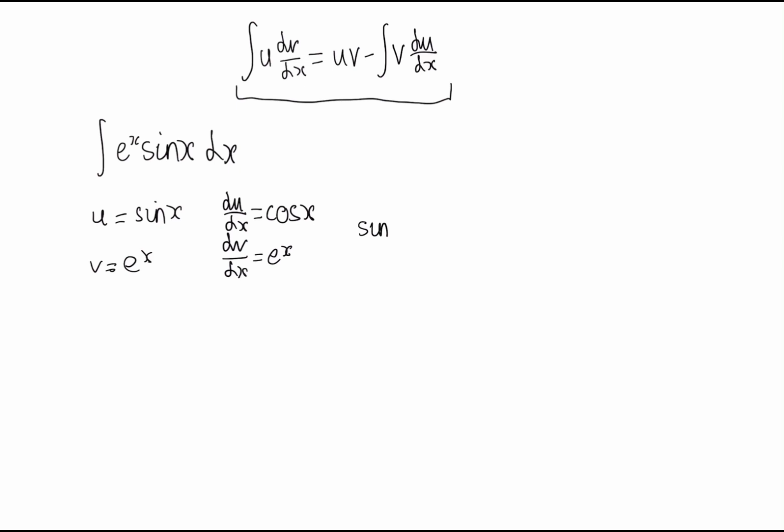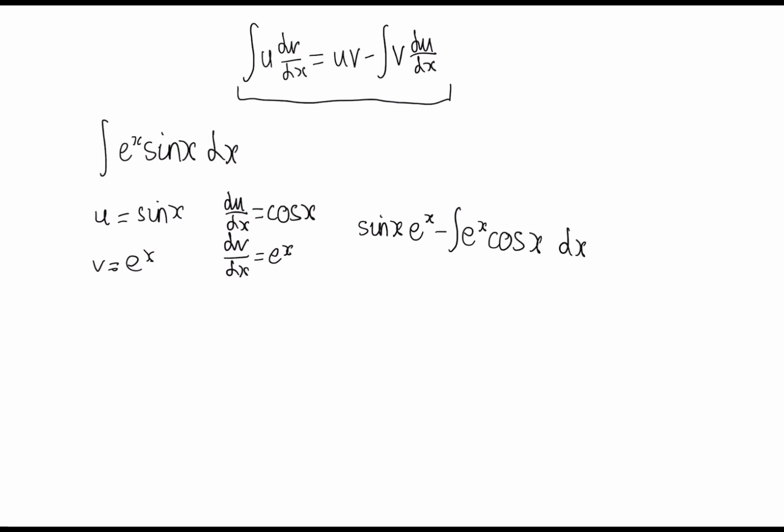Now we can put this into our integration by parts formula. So we get sin x e to the x minus the integral of v, which is e to the x, multiplied by du by dx, cos x. And this looks like we've just done nothing. However, we can continue doing integration by parts on this part. So now we have sin x e to the x minus the integral of e to the x cos x.